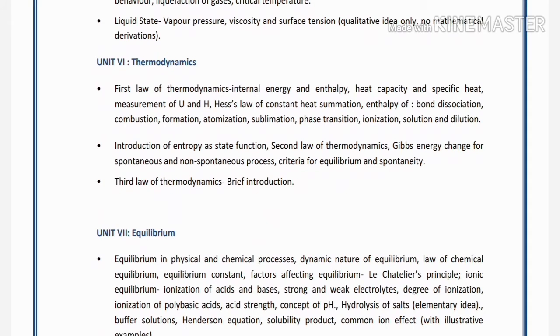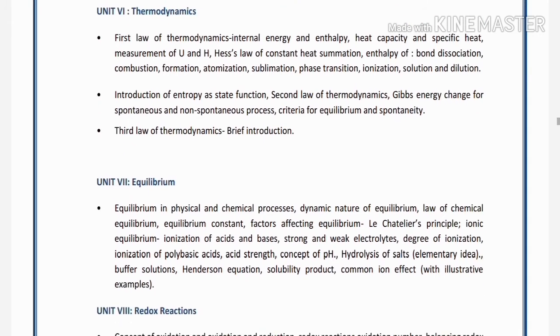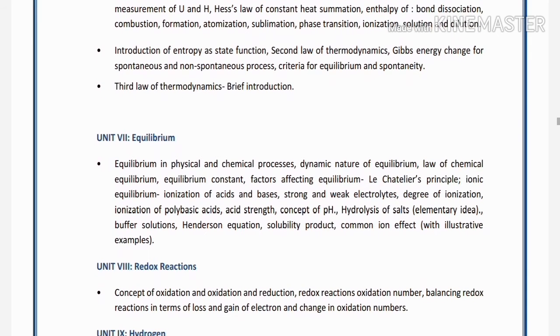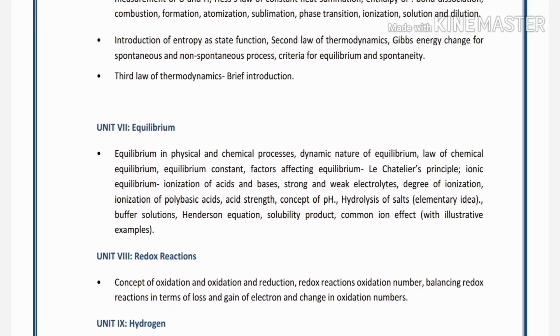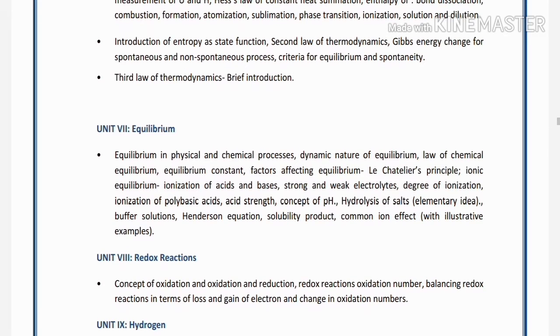Unit 6, thermodynamics. First law of thermodynamics, internal energy and enthalpy, heat capacity and specific heat. Measurement of U and H, Hess's law of constant heat summation, enthalpy of bond dissociation, combustion, formation, atomization, sublimation, phase transition, ionization, solution and dilution. Introduction of entropy as state function, second law of thermodynamics, Gibbs energy change for spontaneous and non-spontaneous process, criteria for equilibrium and spontaneity. Third law of thermodynamics, brief introduction.